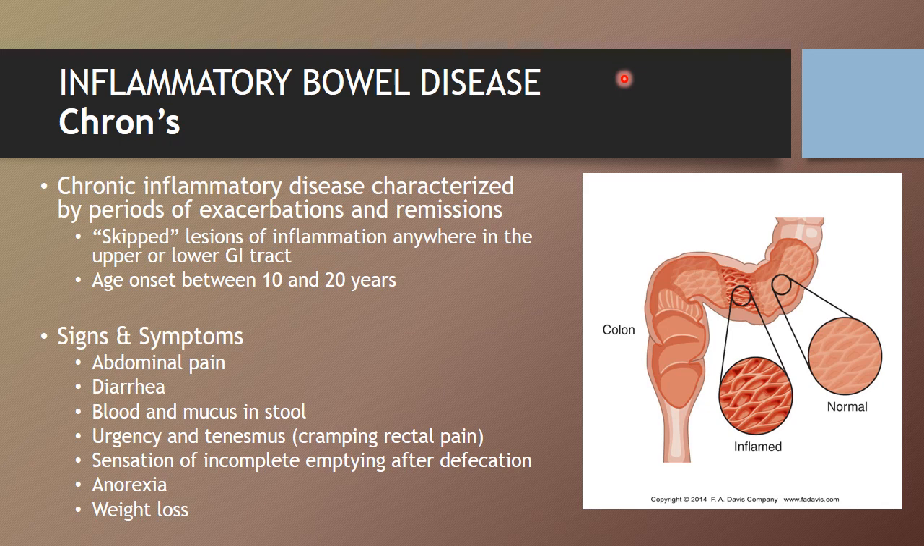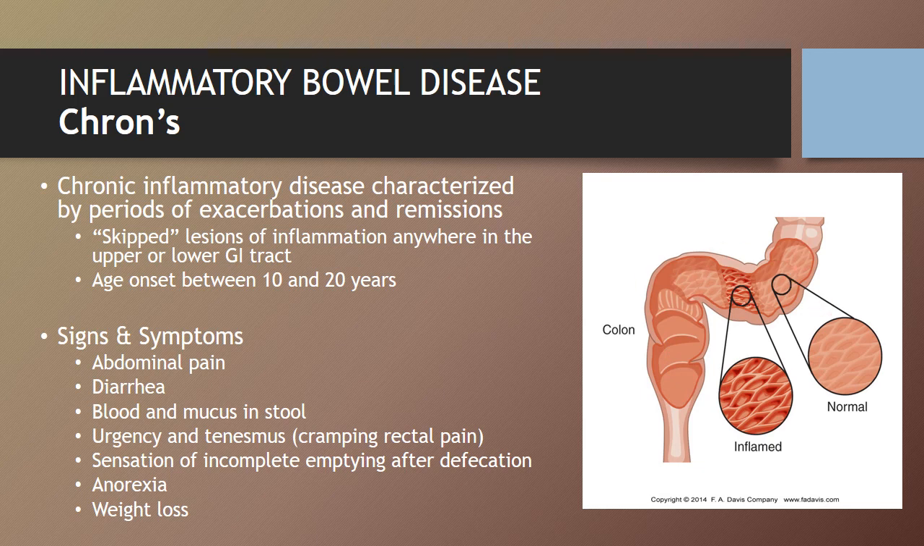IBD, inflammatory bowel disease, is just a broad name for a couple of diseases, two main ones being Crohn's and ulcerative colitis. So Crohn's is a chronic inflammatory disease characterized by periods of exacerbations and remissions. Okay, meaning you have bouts of Crohn's, flare up, and then you're fine. You're in remission. So you can see that it doesn't take up the entire length of the colon. It's just patches. So maybe inflamed, go a little way, inflamed, go, inflamed. It's just patches in the colon.